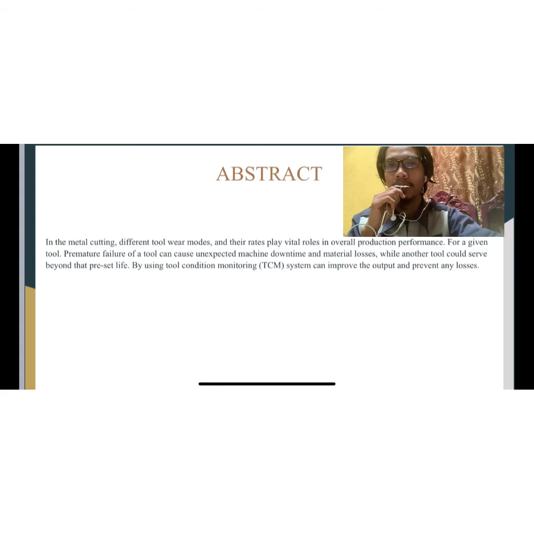Today I want to talk about the abstract. In metal cutting, there are different tool wear modes and their rates play a vital role in overall production performance. For a given tool, premature failure can cause unexpected machine downtime and material losses, while another tool could serve beyond the preset life. By using this technique, which is called the tool condition monitoring (TCM) system, we can improve the output and prevent losses.